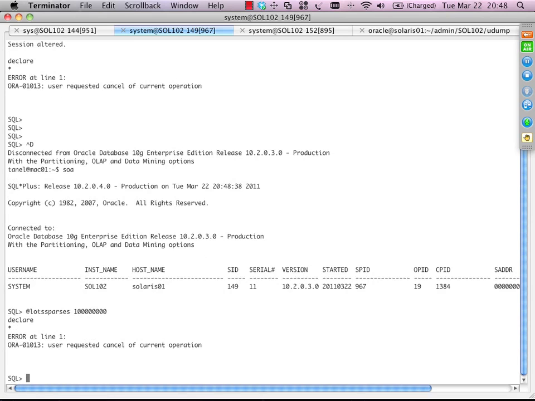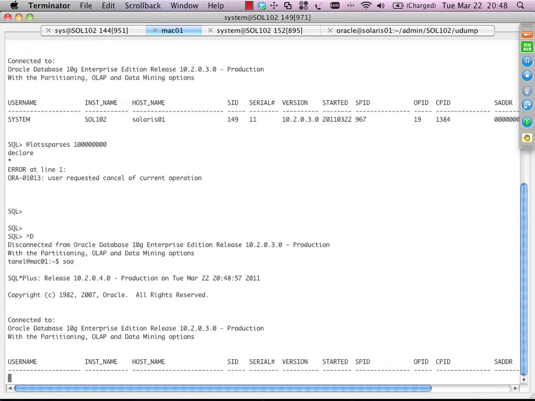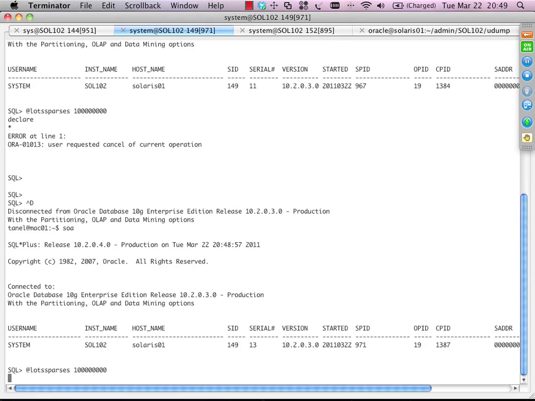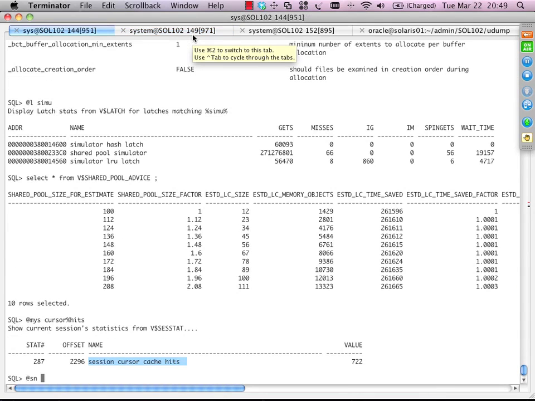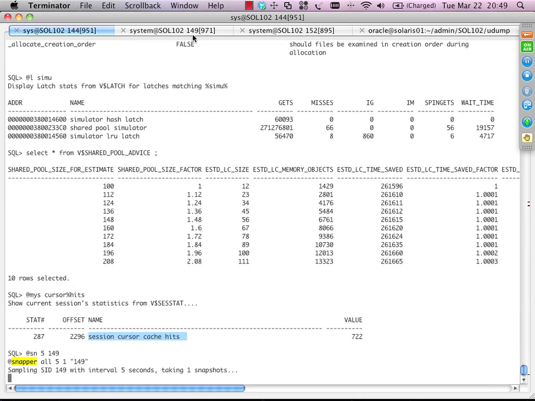So let me just use a new session. It just parses the same statement, so it should be a lot of soft parses and a lot of cursor cache hits. My seed is 149. Let's run Snapper on it. I'm actually lazy. I have a shortcut called SN which runs Snapper for me with these options you see there.